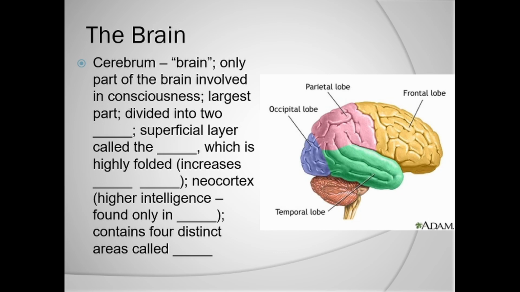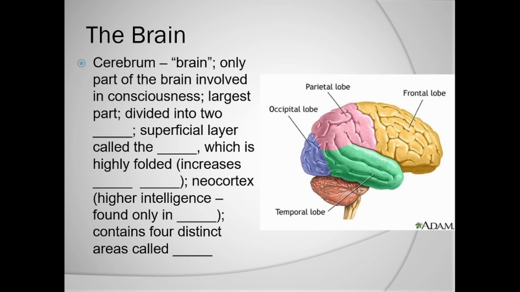The outermost layer, the superficial layer, is called the cortex, which is highly folded. It's got many ridges and depressions in it, going up and down and up and down. That increases, and this is such an important aspect of biological systems and anatomy of biological organs, it increases surface area. So rather than being a flat surface, our brain has these deep grooves in it called sulci and these ridges in it that are called gyri.